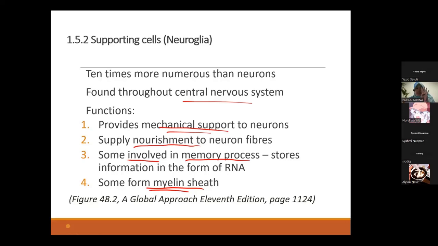So there are 4 functions of neuroglia you have to remember. First one is to give physical support, pegang lah, dalam kata lain pegang neuron tu. Number 2, nourish: provide nutrient to the nerve fiber, provide nutrient to the dendrites, provide nutrient to the axon. And then involve in the memory process, and form myelin sheath.